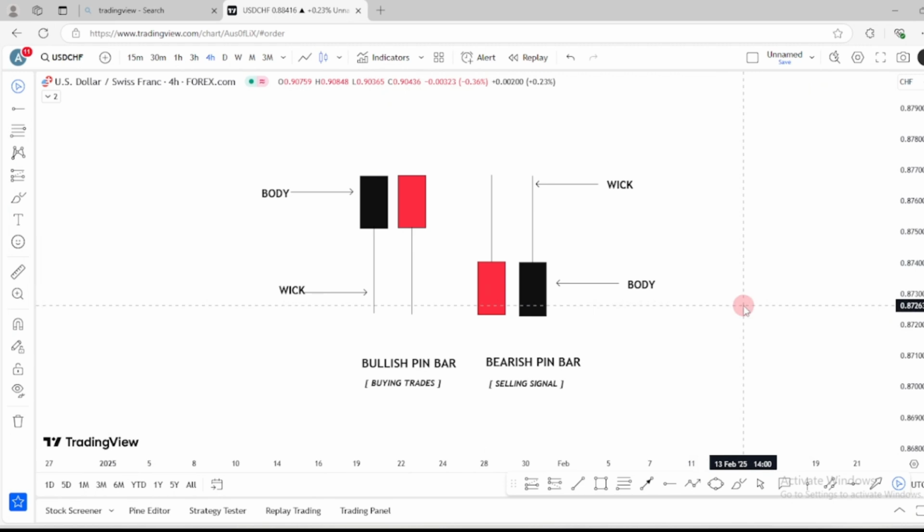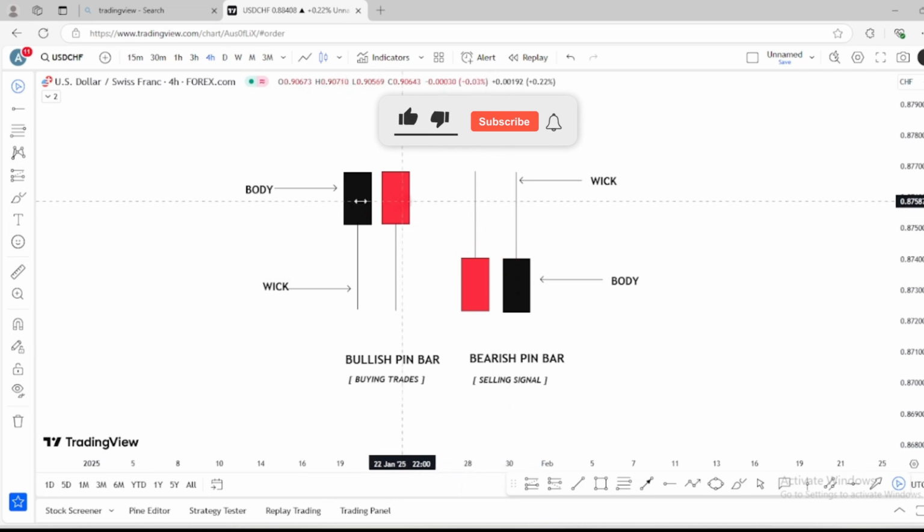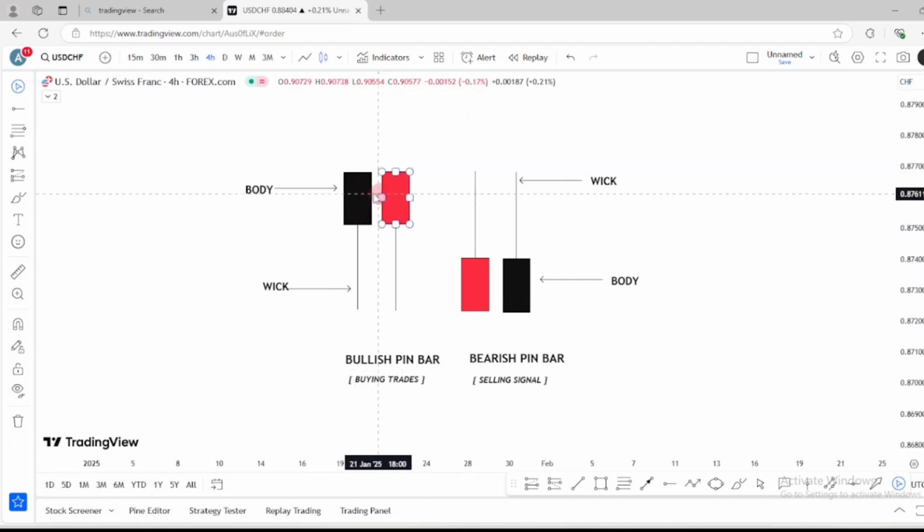All right, so traders, you're on my screen right now, and this is how the pin bar candlestick looks. We have two types of pin bar: the bullish pin bar and the bearish pin bar. The bullish pin bar has just a small body with a long wick. It doesn't matter the color. What matters is the location where you see this candle. This is what we call the bullish pin bar: a small body with a long wick just below it. It looks just like a hammer.